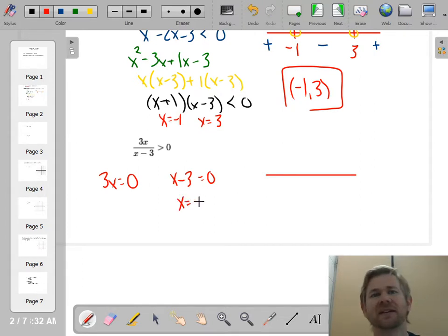X can definitely not be 3. Because if x equals 3, you have 0 in the denominator. So that's big. No, you can't do that. So we're going to have to pay attention to that. That's going to be a hole in our solution set.